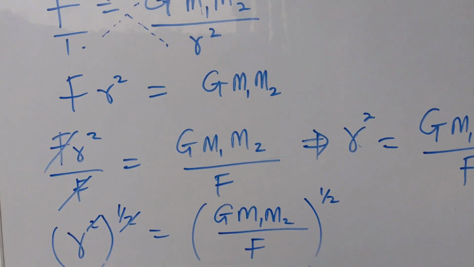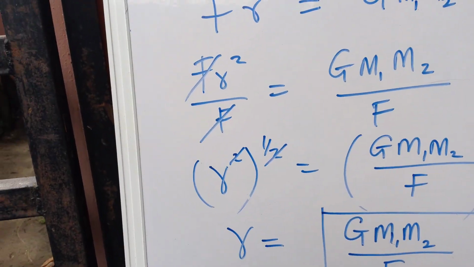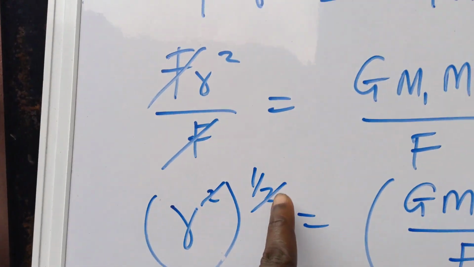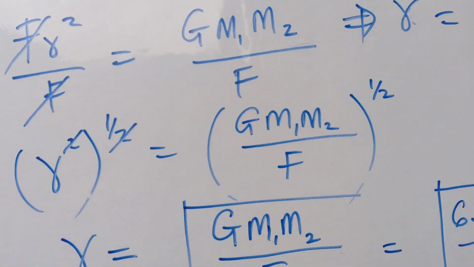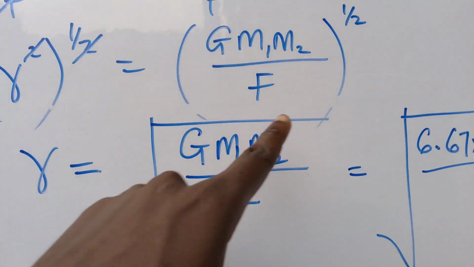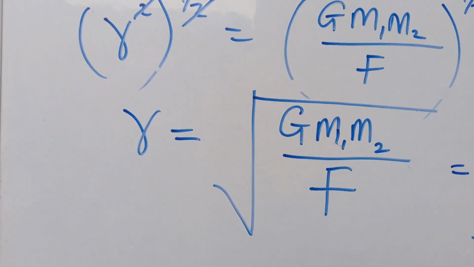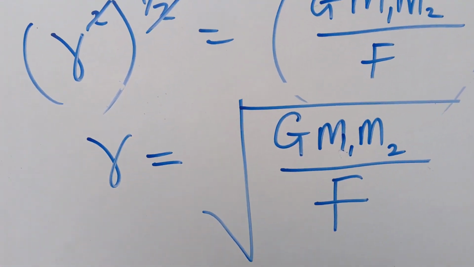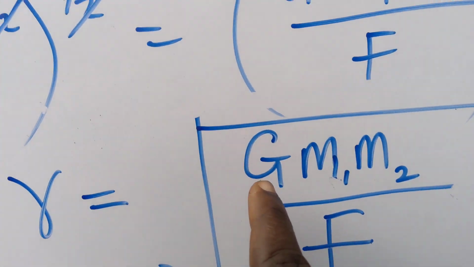And then you also observe that I took the square root of both sides. Taking the square root of both sides, this is r square all raised to the power half equals GM1M2 raised to the power of half. So the 2 cancels out the 2, and we have that r is equal to the square root of GM1M2 over F.